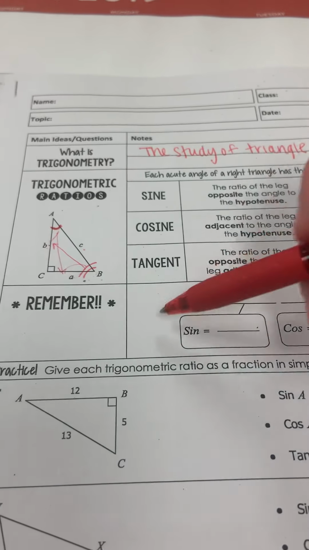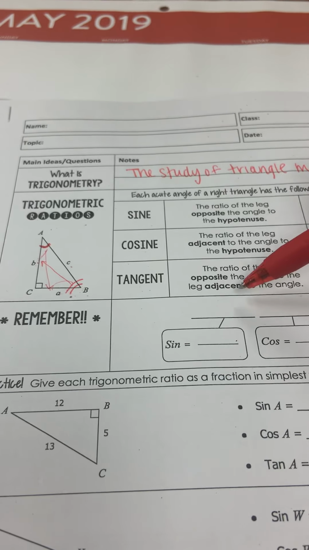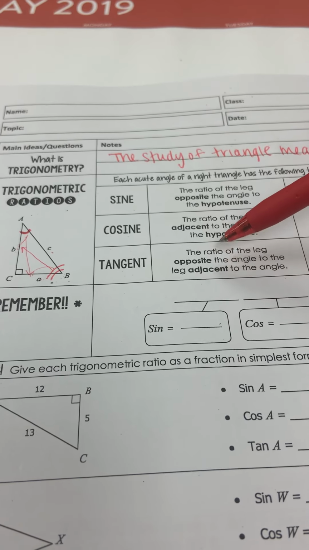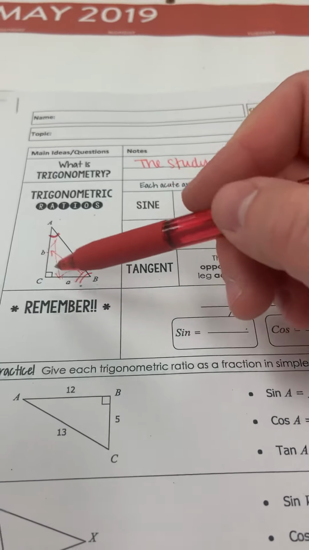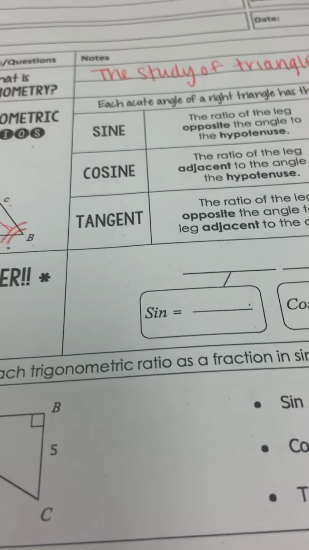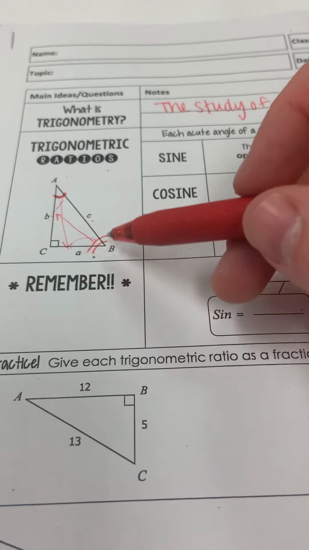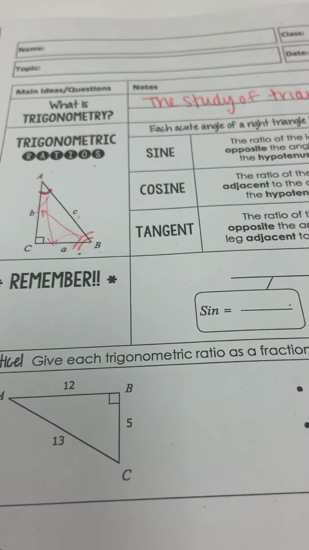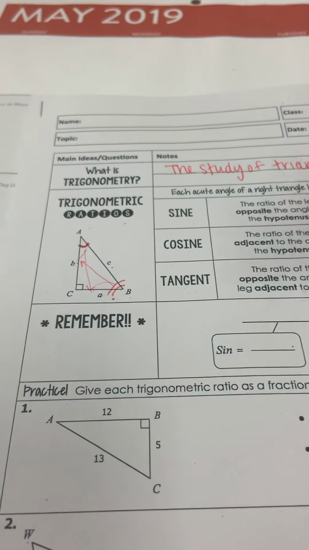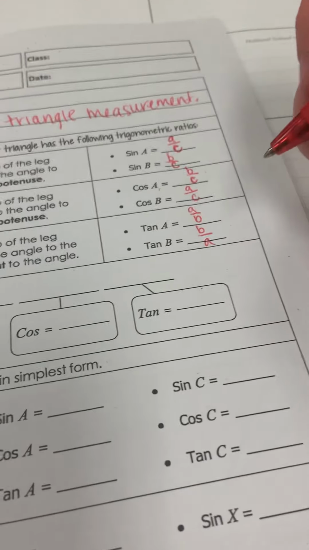And lastly, our third trigonometric ratio. Ratio means division problem, basically, comparing two different sides in this case. So the ratio of the leg opposite the angle to the leg adjacent. If we're going to look at A, you do the leg that is opposite, which is little a, over the leg that is adjacent, which is little b. And for angle B, the leg that is opposite is little b, over the side that is adjacent, which is little a. So those are the trig ratios.